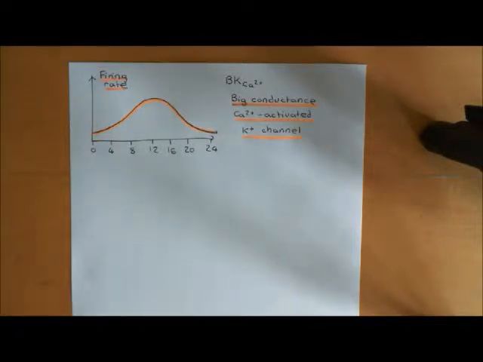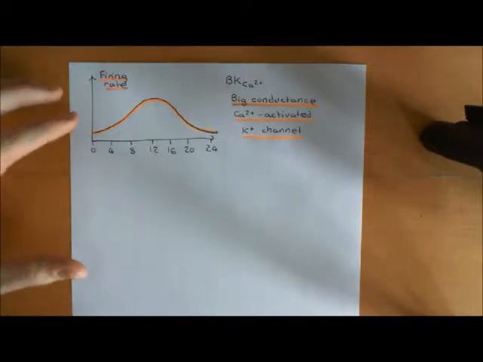The big conductance is because they have a large conductance for potassium ions once they are open, so their ability to let potassium ions move through them is very, very good. They will move a lot of potassium ions once they're open.